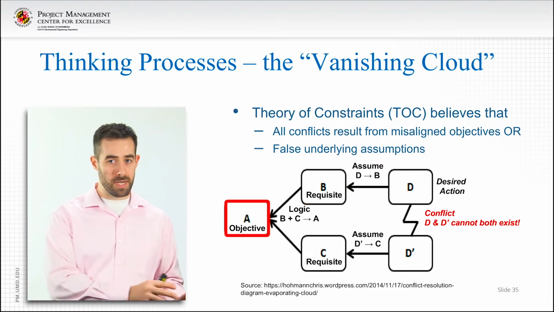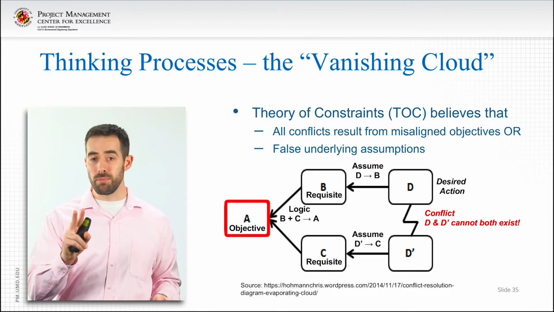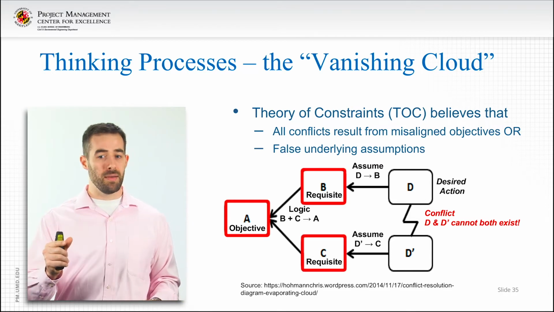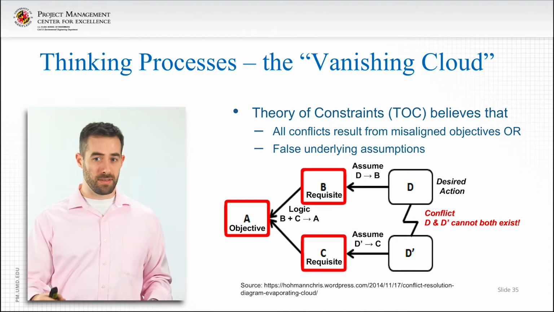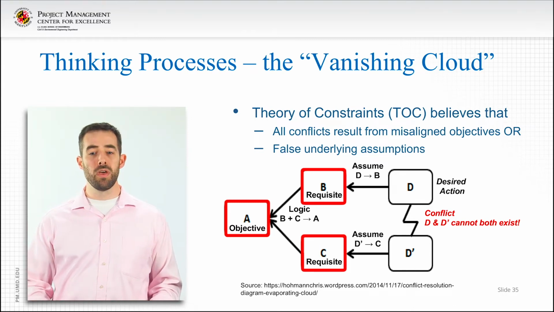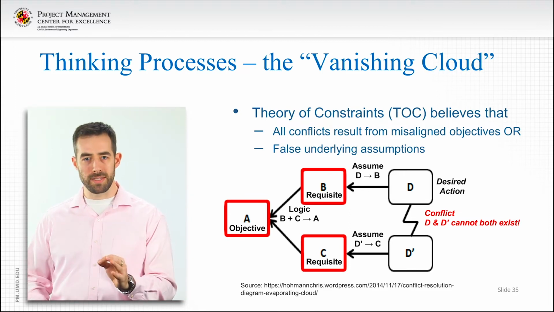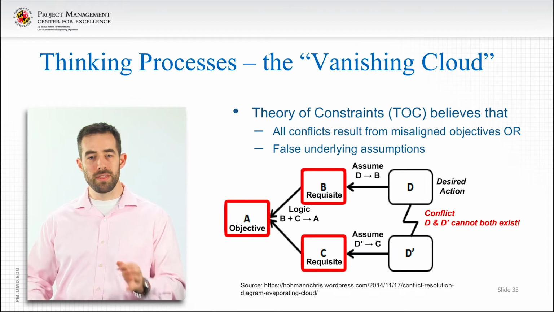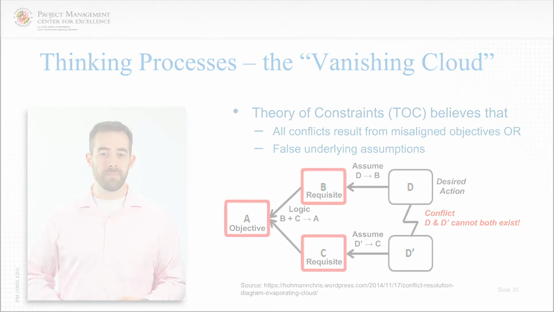So we start with our objective, A. We know that the objective A has 2 inputs, B and C. But in order to get B and C, we have to do an action and its opposite. How do we solve this problem? Well, we attack the assumptions, because in almost all cases, in a natural system, there is no conflict. There are just bad assumptions. And I'll give you an example.